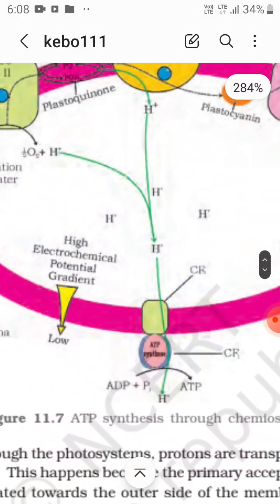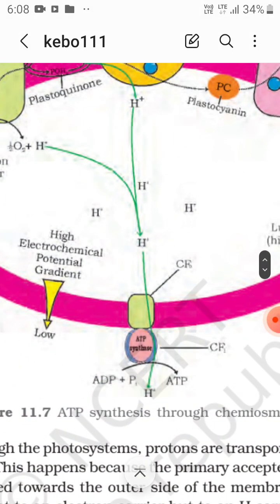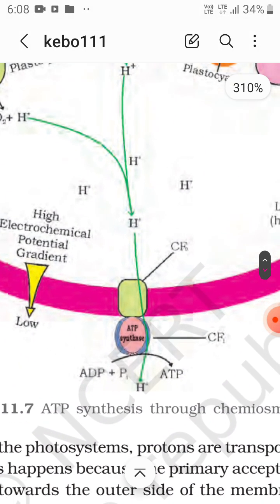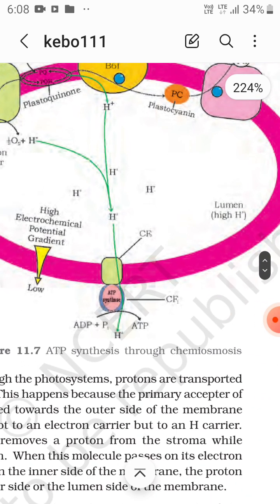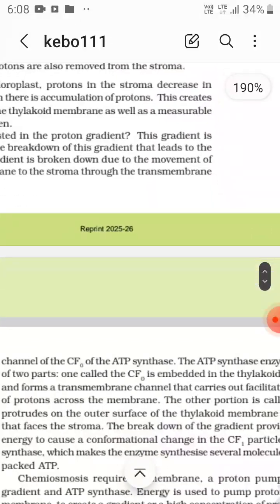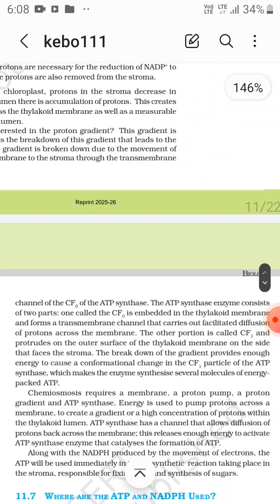For ATP synthesis, you can see CF naught embedded in the thylakoid membrane, and then on the outer side there is CF1, that has the ATP synthase. So this is all.